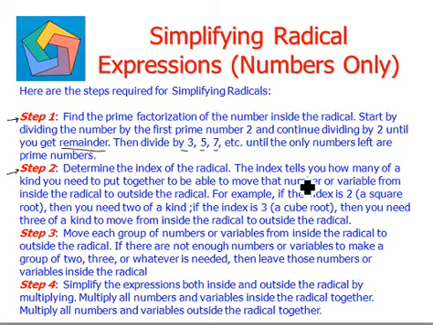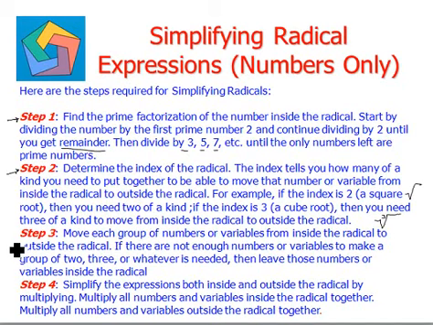The index tells you how many of a kind you need to put together to be able to move that number or variable from inside the radical to outside. For example, if the index is 2, that is it is shown by the square root symbol, then you need to do 2 of a kind, that is from inside we make pairs of 2 and bring them out as 1. And if the index is 3, that is cube root, written with a 3 over here, then we need 3 of a kind to move from inside the radical to outside the radical.